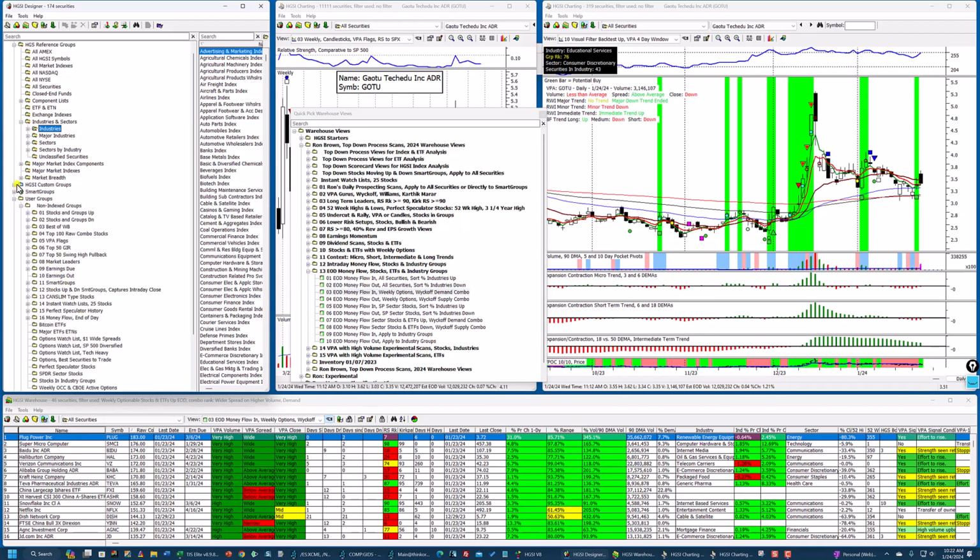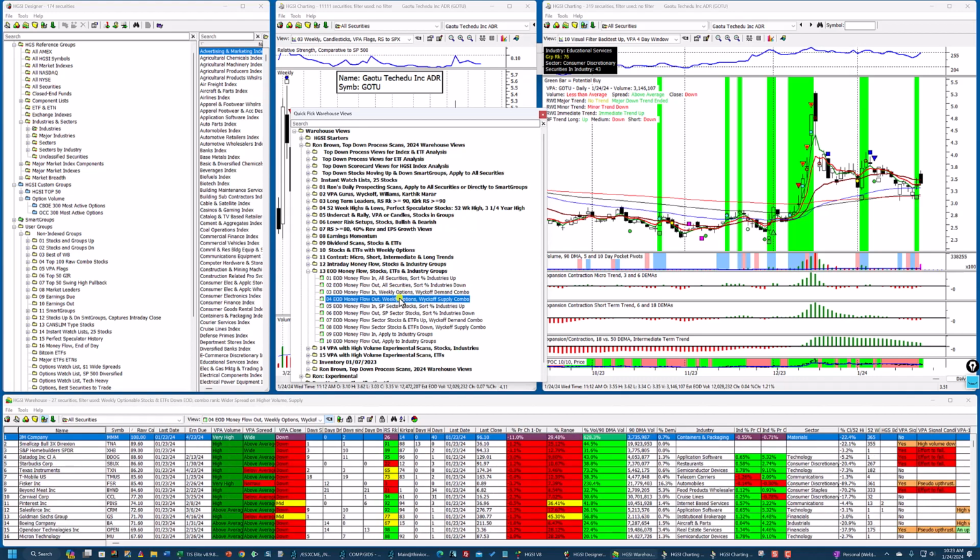Not my user smart groups, I'm sorry, the custom groups with these two folders right here. It's referencing these, so it's looking for stocks with options. So if you're only interested in trading stocks that have weekly options, this is the scan you should look at. And like I said, 46 up, 27 down.